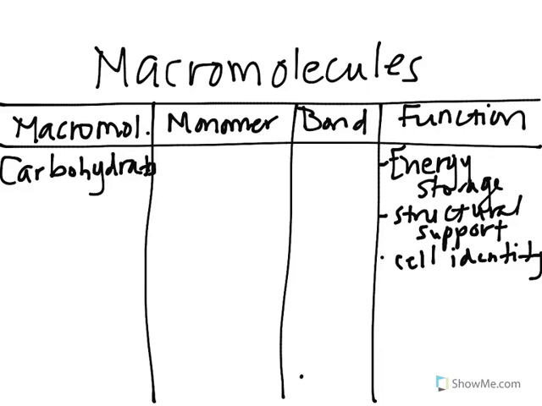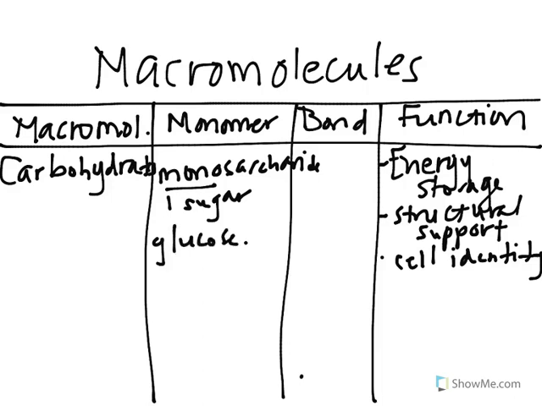The monomer is called a monosaccharide. That just means one sugar. That's what that word means. And there are multiple different types of monosaccharides. Some examples that you may be familiar with are glucose, fructose, and galactose, just to name a few. Those are examples of monosaccharides.